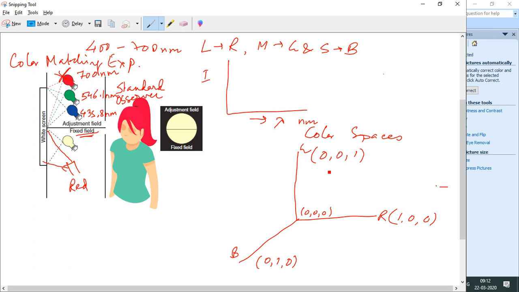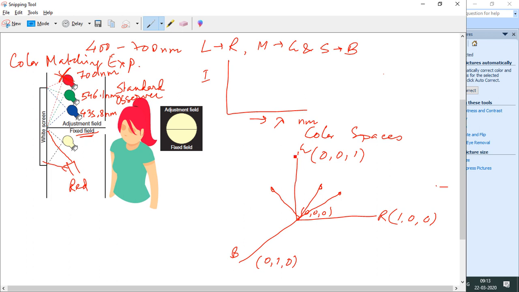In this experiment we matched a color given in the fixed field by changing the relative quantities of red, green and blue lights in the adjustment field. So that means the relative quantities of red, green and blue will be represented here by means of a vector, right? You draw any point from the origin. So all these points will be representing some relative proportion of red, green and blue light, right? So that is what I am saying.